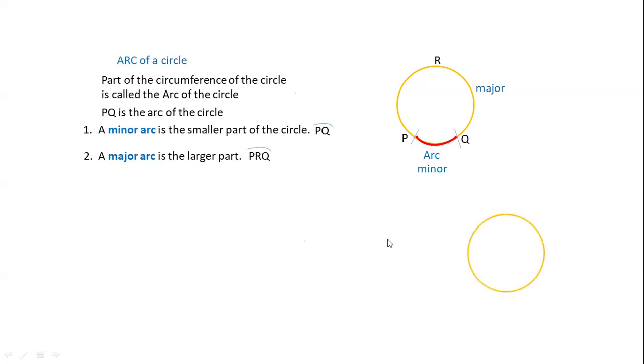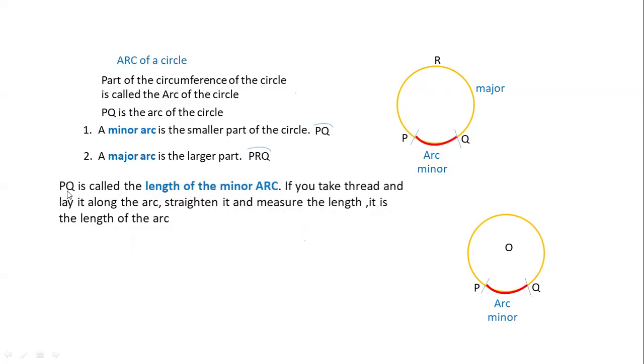Now see the circle. Now what are you learning? You got a minor arc. This is the center of the circle. PQ is called the length of the minor arc. If you take a thread and lay it along the arc, straighten it and measure the length, it is the length of the arc. So if you take this portion and measure it, this is called the length of the arc.